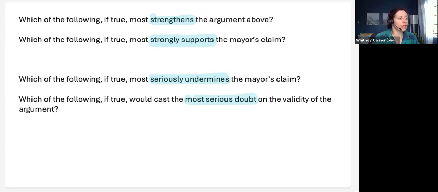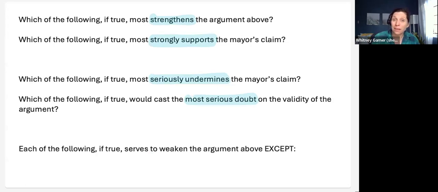And then we've also got kind of some weird ones that turn up. And one of the most famous and can be frustrating is the weaken, except, or strengthen, except. So first question to the group. If a question tells you that all of the following weaken, except, what are you looking for? What are you looking for?